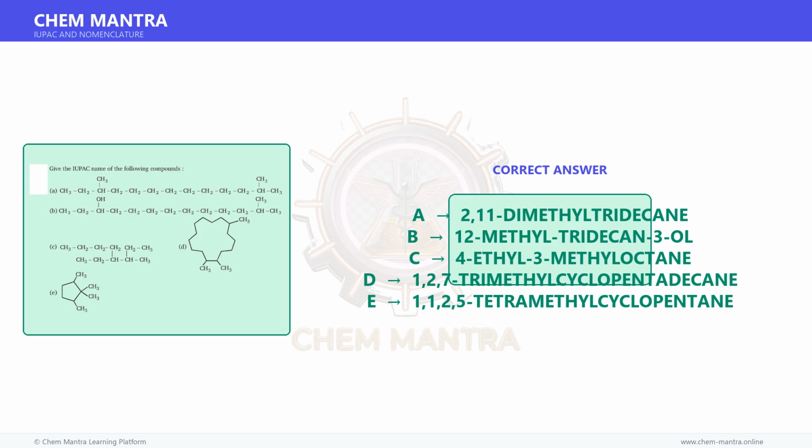Therefore, the correct matching is A matches 2,11-dimethyltridecane, B matches 12-methyltridecan-3-ol, C matches 4-ethyl-3-methyloctane, D matches 1,2,7-trimethylcyclopentadecane, E matches 1,1,2,5-tetramethylcyclopentane.